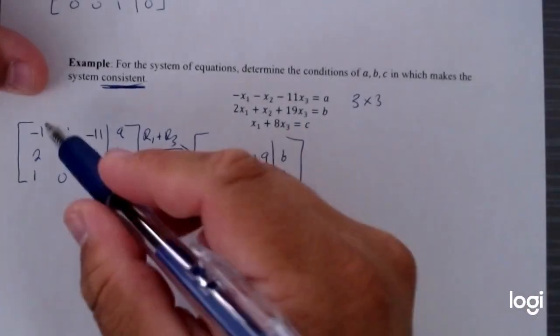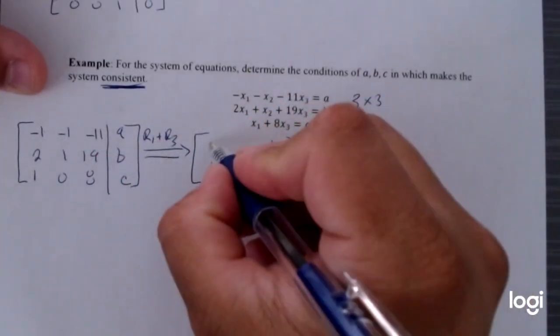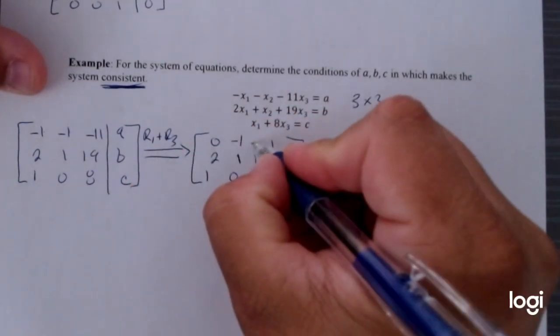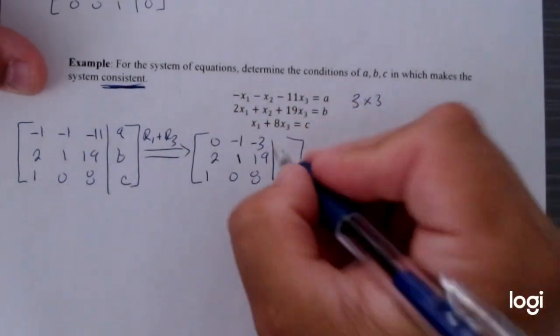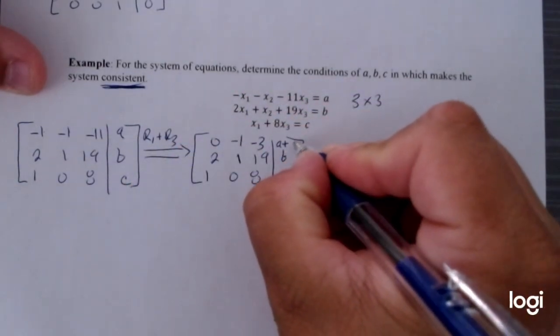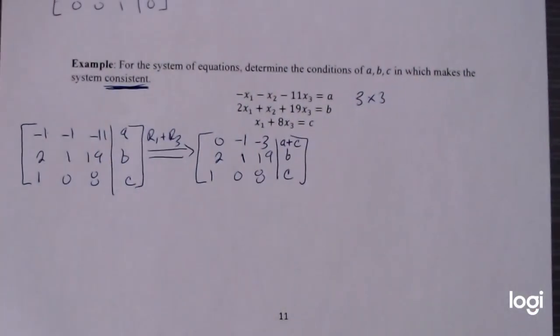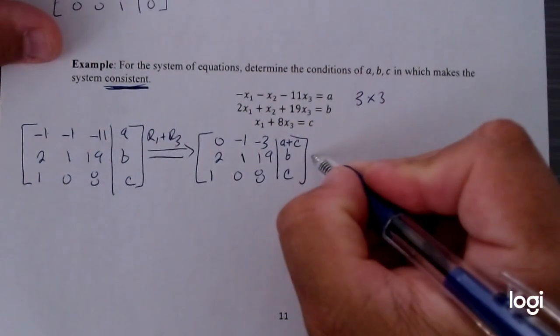So I'm just going to add this to this, so that gives me 0, that gives me -1, -3, and then I'm also adding these up, so it'll be A plus C, because I don't know what they actually are, right? So I've got to keep them as arbitrary values. Okay.